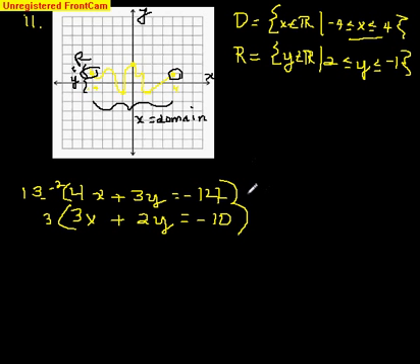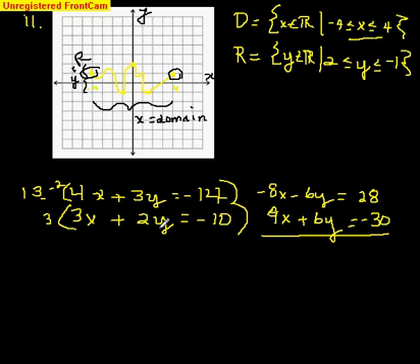So what that's going to give us, I'm just going to write it over here. I'm going to get -8x minus 6y equals +28. And then the bottom one, I'm going to get 9x plus 6y equals -30. So in this case, I had to multiply both of these equations by something in order to get something that will eliminate. So we're going to get x equals -2.